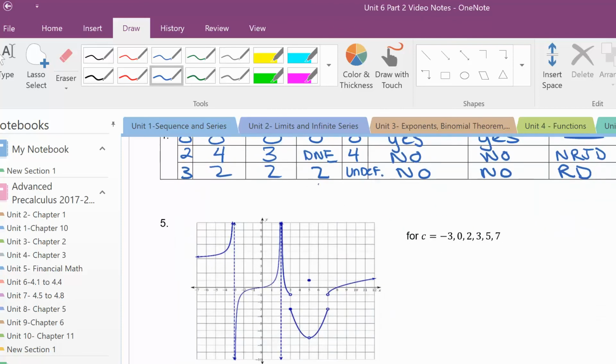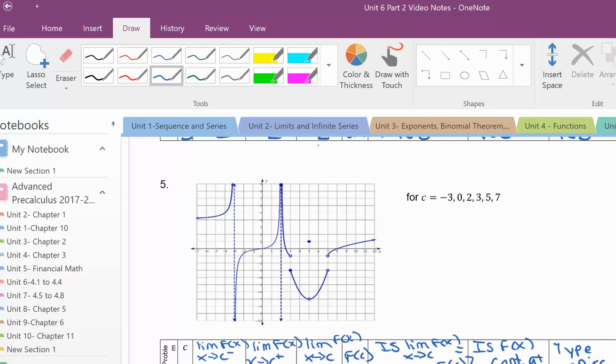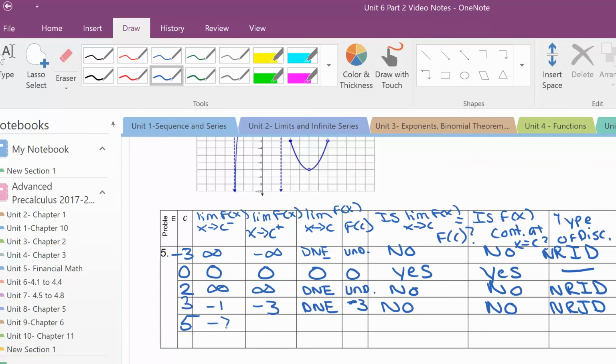The next value is 5. If you look at 5, the limit from the left is negative 7 and from the right is negative 7, but the value of the function is 1. So the limit is negative 7, but the value of the function is 1. Is it the same? No. Is it continuous? No. But since the limit exists, but it's not the same as the function value, it is a removable discontinuity.